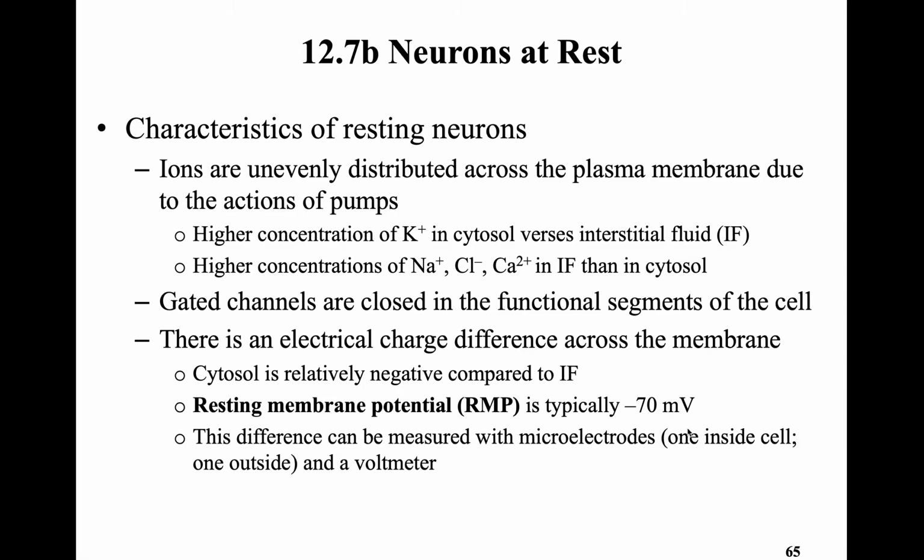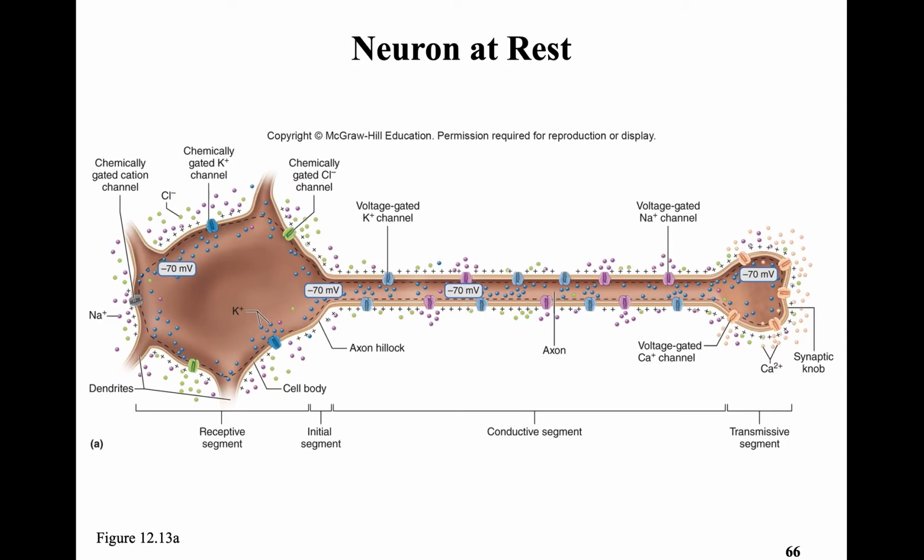I don't care about memorizing the minus 70 millivolts there, but you do need to know that this is when the cell is at rest. So when a neuron is at rest, we call it the resting membrane potential. That's when the cell is at rest. Let's go look at the picture version of this.